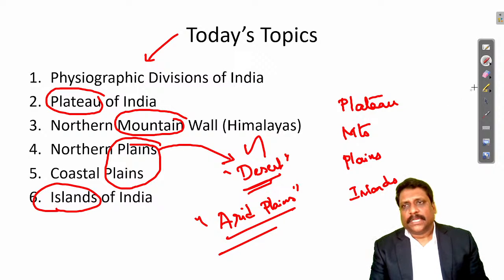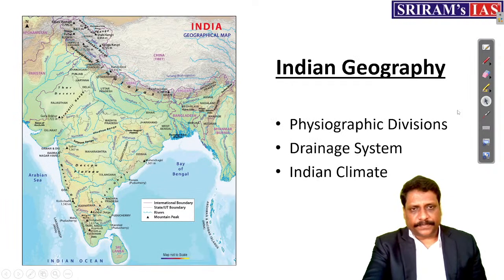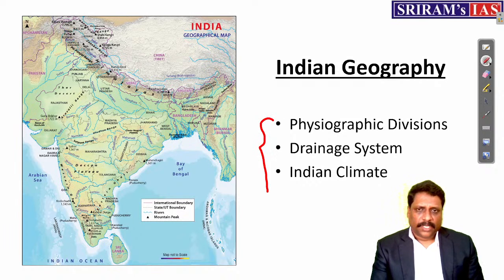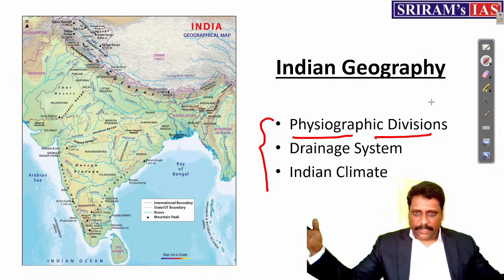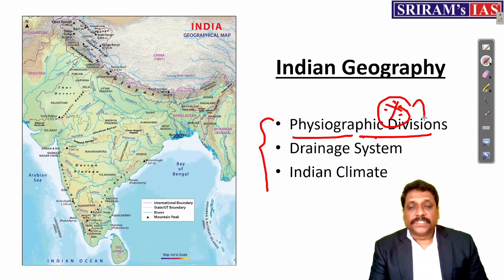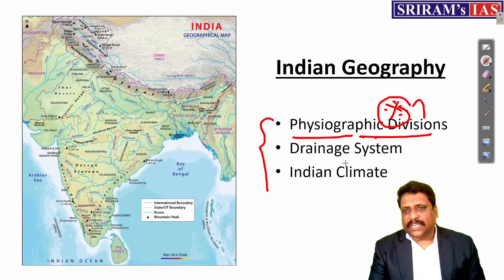Okay, right. So what are the likely topics we'll be covering in today's class? I have just given you a hint. Now, my dear friends, in the entire Indian physical geography, only 3 broad topics are there. Among them, the largest one, which will take a major chunk of your time and energy, is of course physiographic divisions. Physiographic divisions is very, very important for the examination. Then drainage and Indian climate will be covered in tomorrow's class.